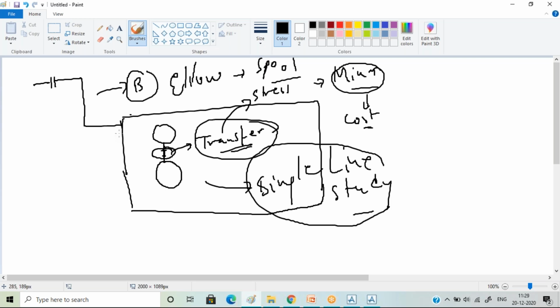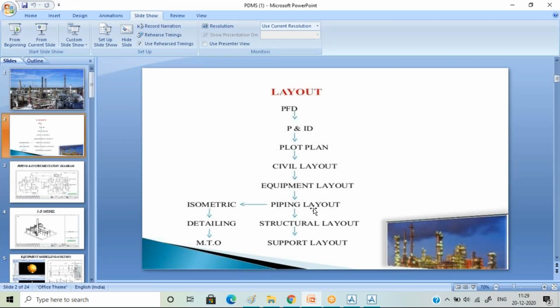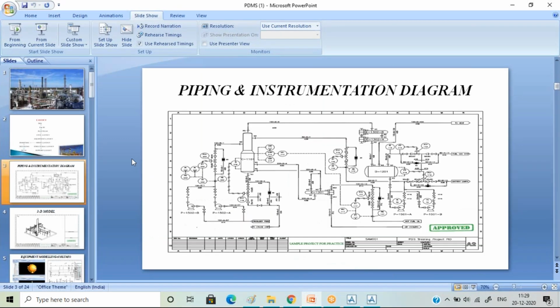Once we are done with the equipment, we come to our piping requirements, like how we are supposed to move through the piping and everything. Then we prepare the piping layout, and obviously the structural layout is done by the other team, who go through the structural layout and the support layout. When the piping layout is done, we throw the isometrics, then the detailing and the MTOs are taken out and shared with the procurement team, so that they can start throwing the quotes to the vendors.